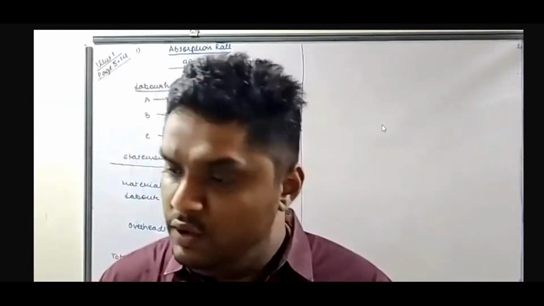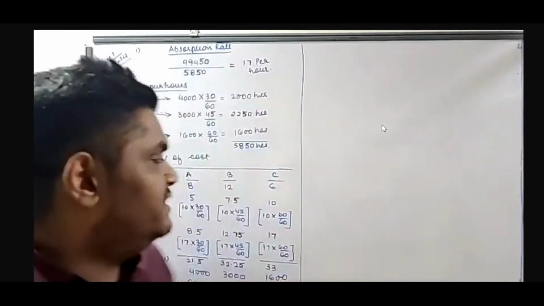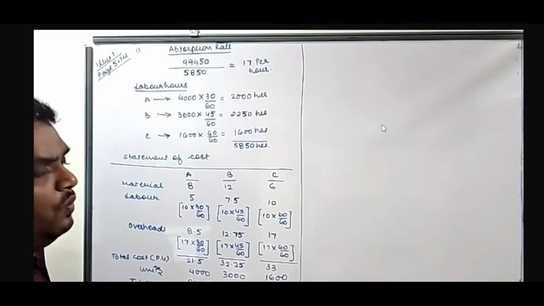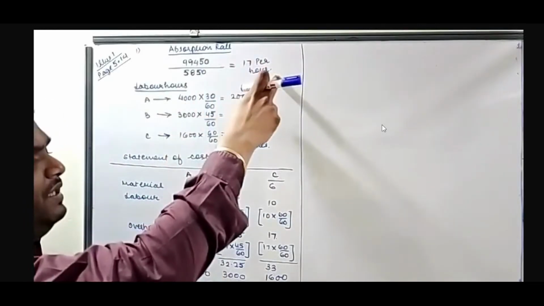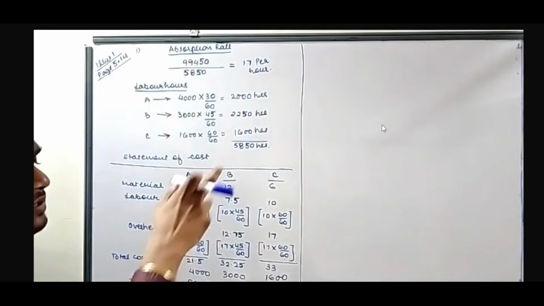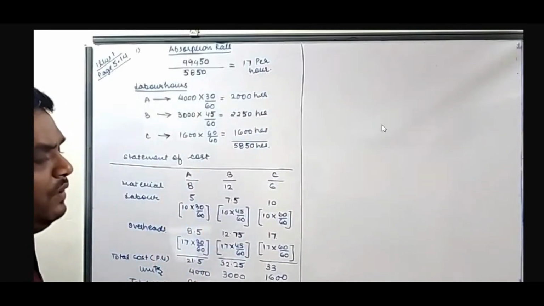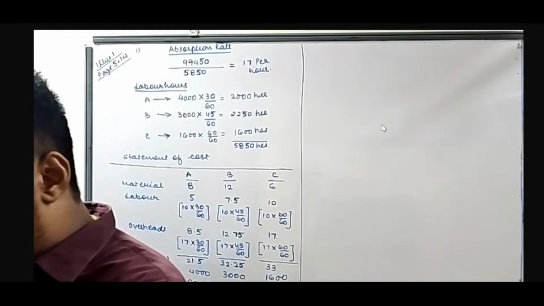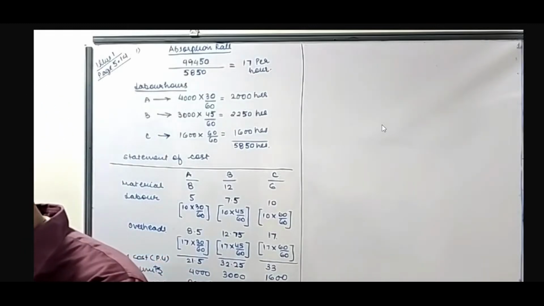So this is the way you have to solve the question using traditional approach. This part, nothing new. We have already discussed in overheads. That is, first calculate the absorption rate and charge that absorption rate to a particular product or to a particular job to calculate the total cost. If you have any doubts in this part, please post your queries.